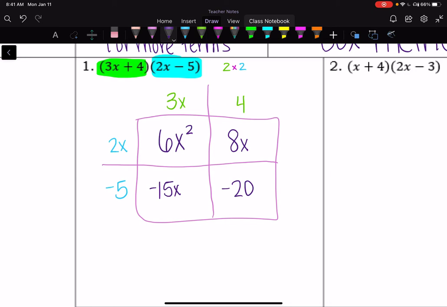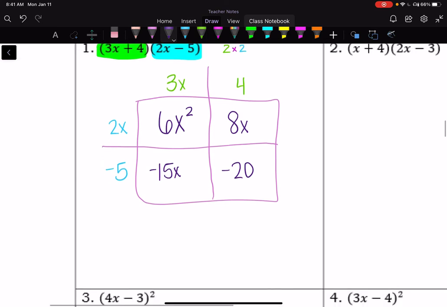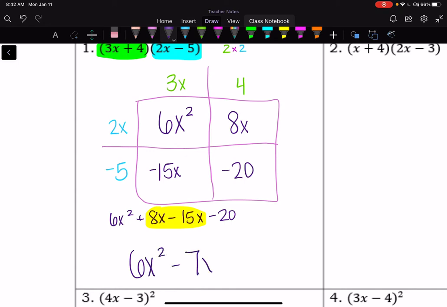Now, after I've completed all of my multiplication problems, I'm going to pull out all of my terms from within the box. So I have 6x squared plus 8x minus 15x minus 20. And now I'm going to combine my like terms. My like terms here are 8x and negative 15x. So my final answer will be 6x squared minus 7x minus 20. And that's my final answer.